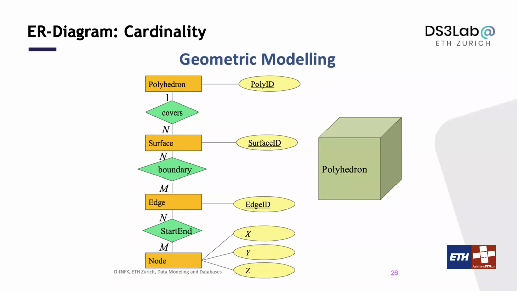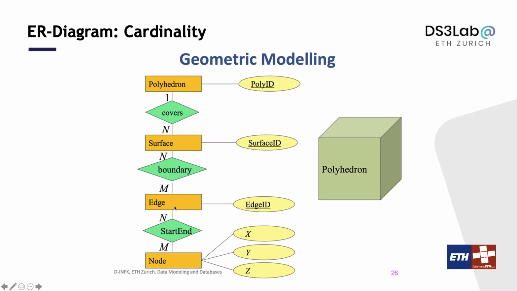So the interesting part is about the cardinality constraint. In this example, if you look at polyhedron and the surface, what cardinality constraint should we write here? If you give me a surface, I should be able to uniquely identify the polyhedron. So essentially you have 1 here, you have n here. So that's why it can look like this.